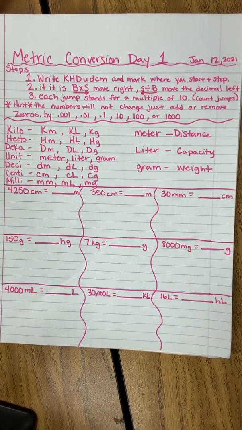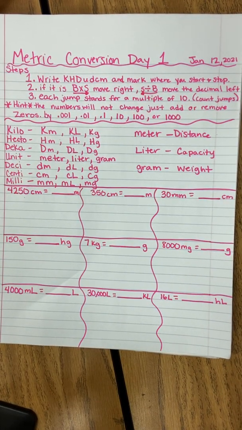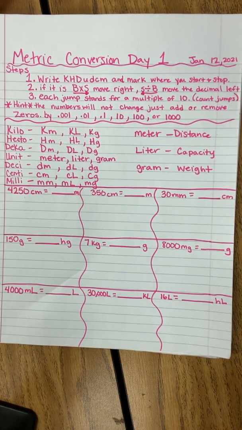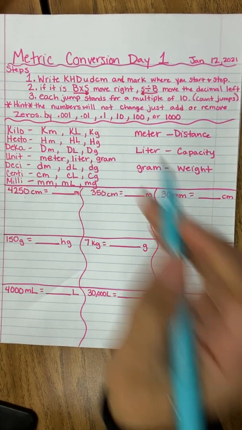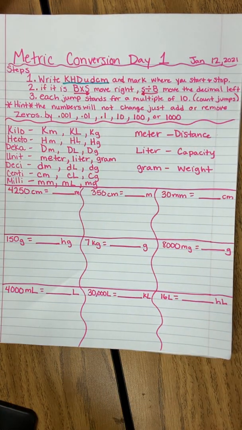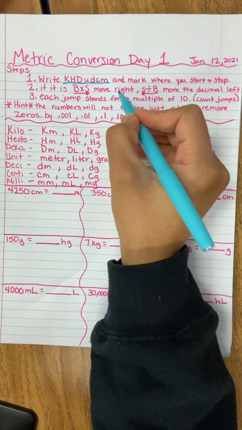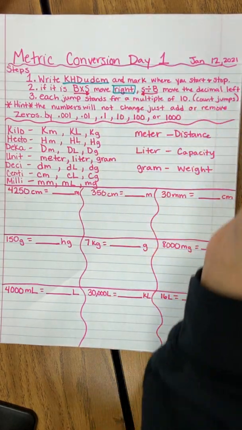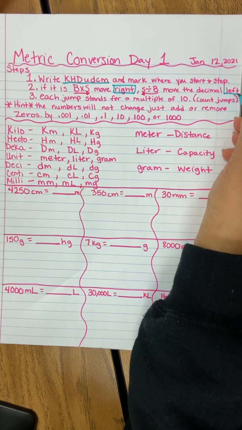Hey guys, so today we're learning about metric conversion. First thing we're going to do is write King Henry died unusually drinking chocolate milk. And then we're going to mark where we start and where we're going to stop. Next, if it is big to small, we're going to move to the right. And if it is small to big, we're going to move to the left.